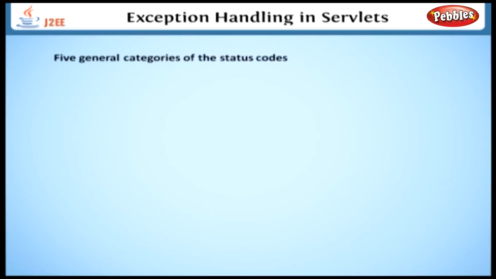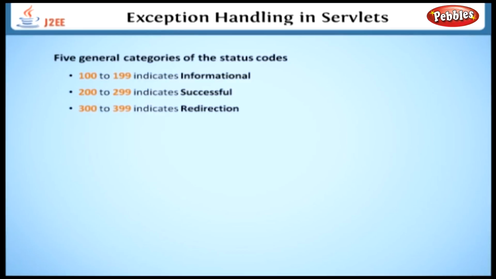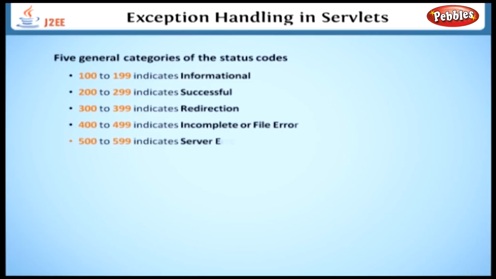Here are the five general categories of status codes. 100 to 199 indicates informational. 200 to 299 indicates successful. 300 to 399 indicates redirection. 400 to 499 indicates incomplete or file error. And 500 to 599 indicates server error.